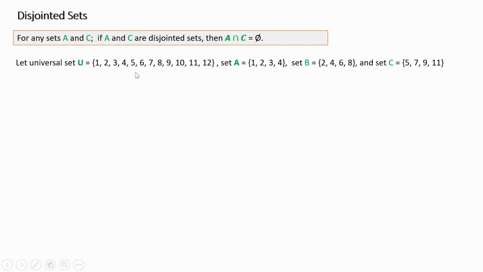How do we express it? Again, with the same universal set as before. We got the same A, we got the same B, but now we added C. C is 5, 7, 9.